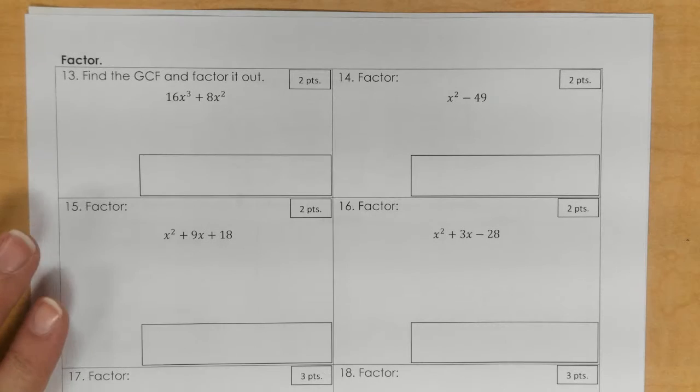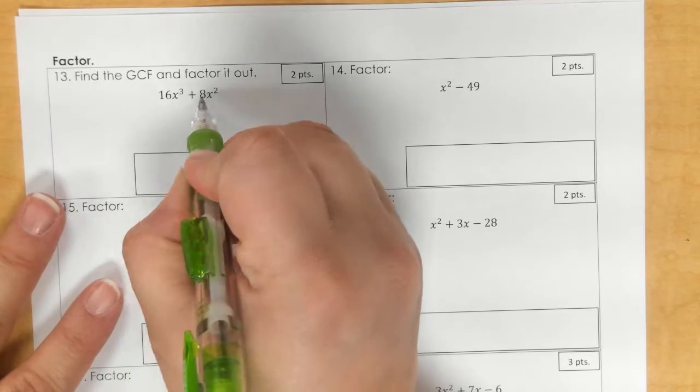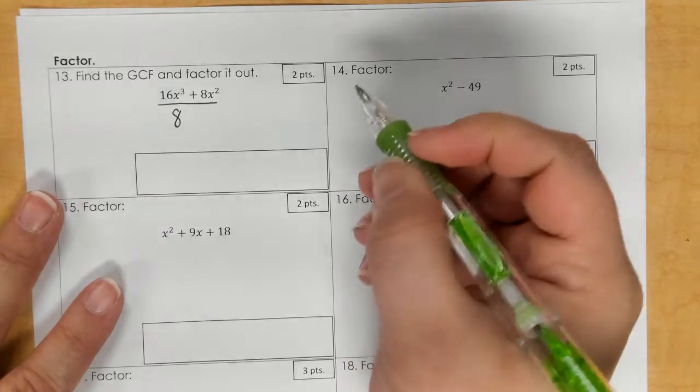For number 13, it says find the GCF and factor it out. So first I need to figure out what goes into 16 and 8 evenly. And there's a lot of numbers. We can do 2, 4, 8, but we want the greatest. So it looks like 8 would be the greatest number that divides into 8 and 16 evenly.